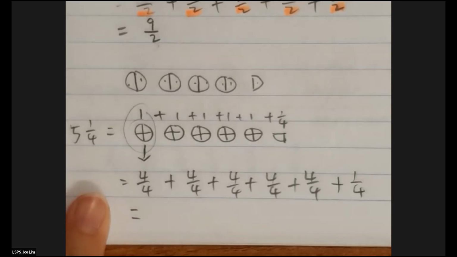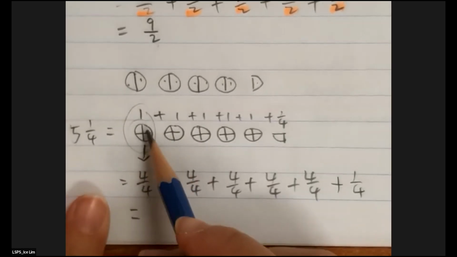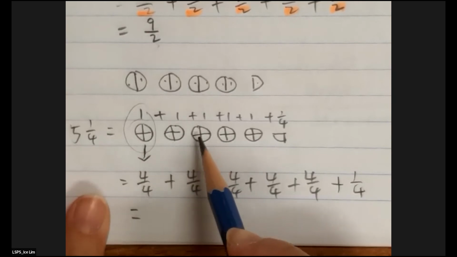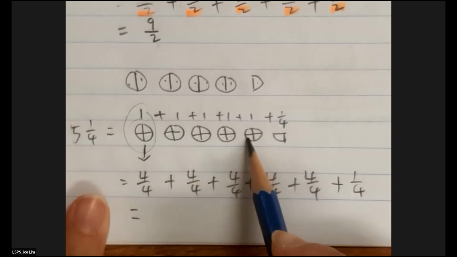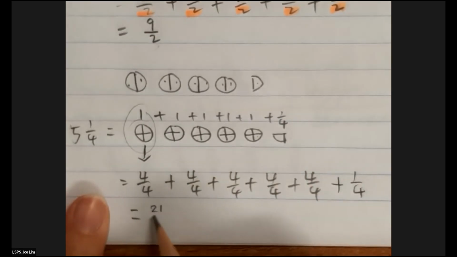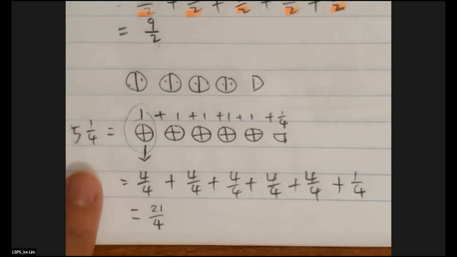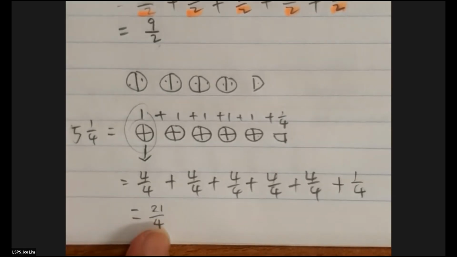What will be the answer for this? 1, 2, 3, 4, 5, 6, 7, 8, 9, 10, 11, 12, 13, 14, 15, 16, 17, 18, 19, 20, 21. Mixed number to improper fraction. Can you understand this?